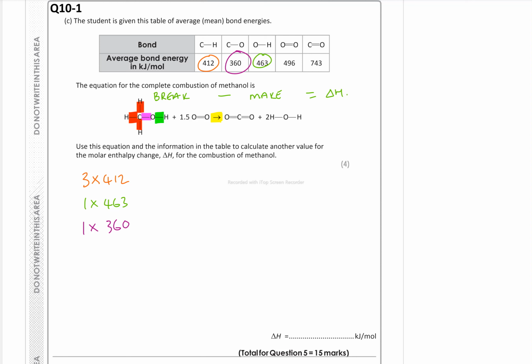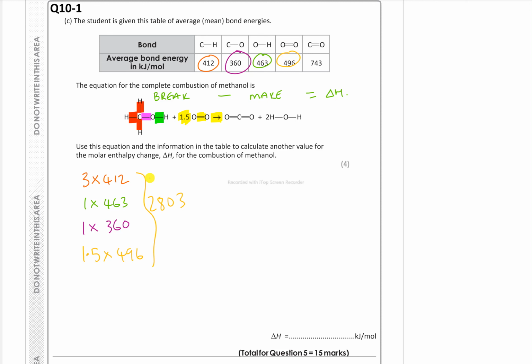Right. We should get, no, we've not finished yet. Got that, got that, got that. Right, we've got a double O bond. And we've got 1.5 of these, so we have to do 1.5 times an OO bond is 496. If you add these, you should get 2803.